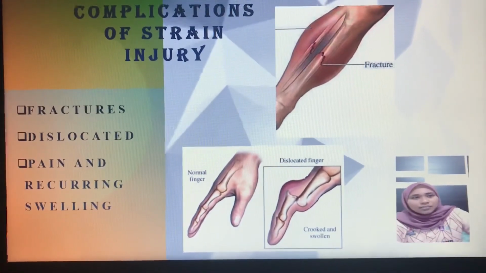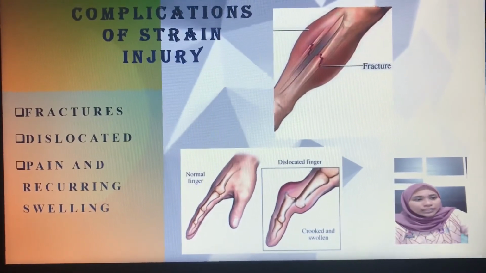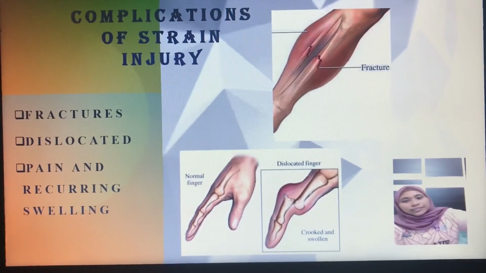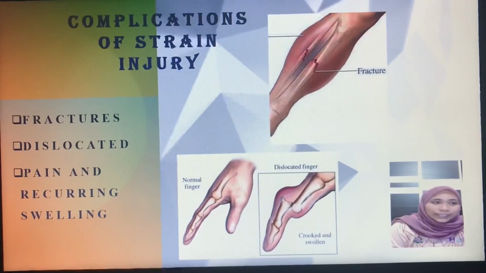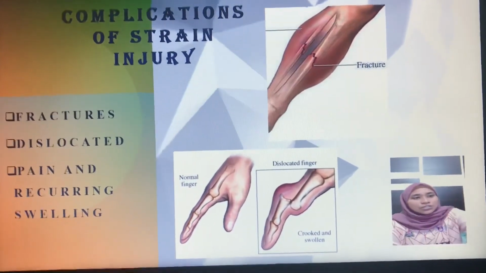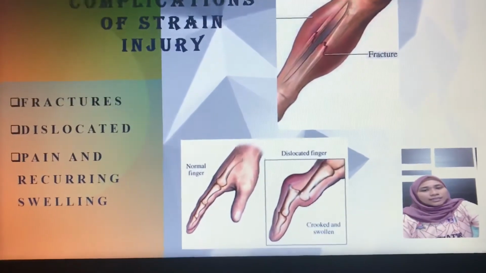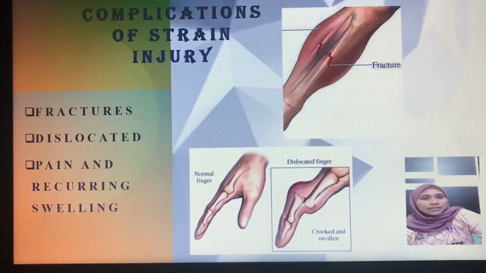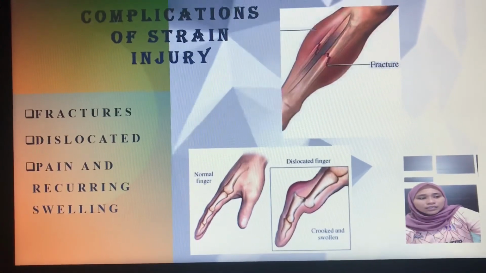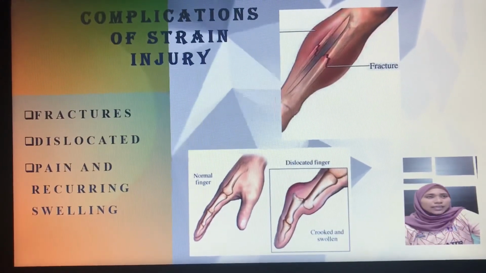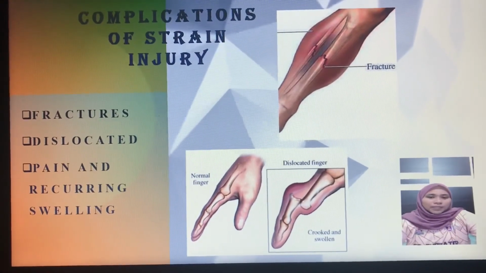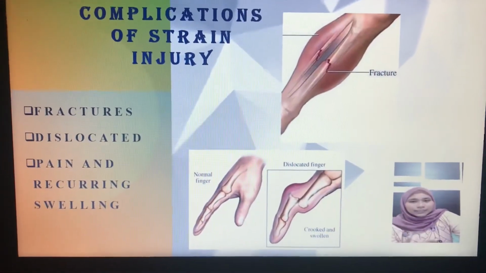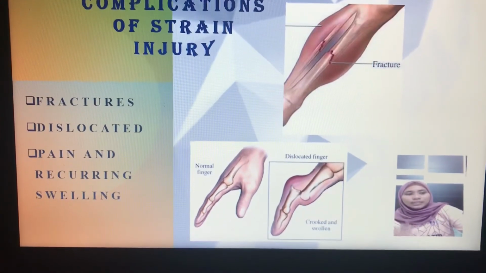Okay, the next complication is dislocation. Dislocated joints can also be a complication of strain. Okay, last, pain and recurring swelling. This pain and recurring swelling can be a common complication after an ankle strain, particularly on the outer or lateral side of the ankle.